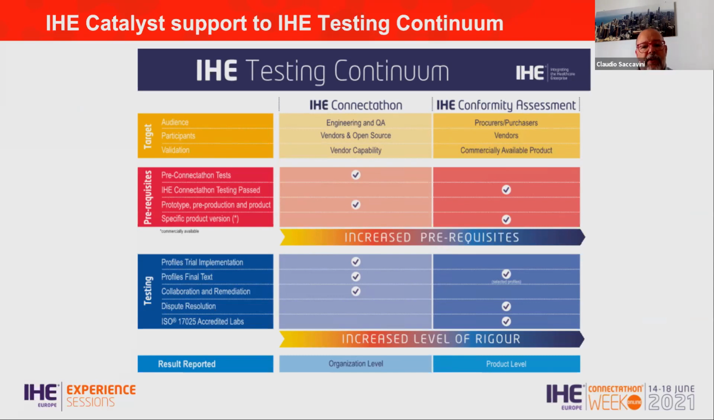So the Connectathon tests the organizational level, but the IHE conformity assessment tests the product level. For example, it's very useful in the procurement stage in a hospital to have an IHE conformity assessment of some products, to avoid retesting them for the pre-production test.